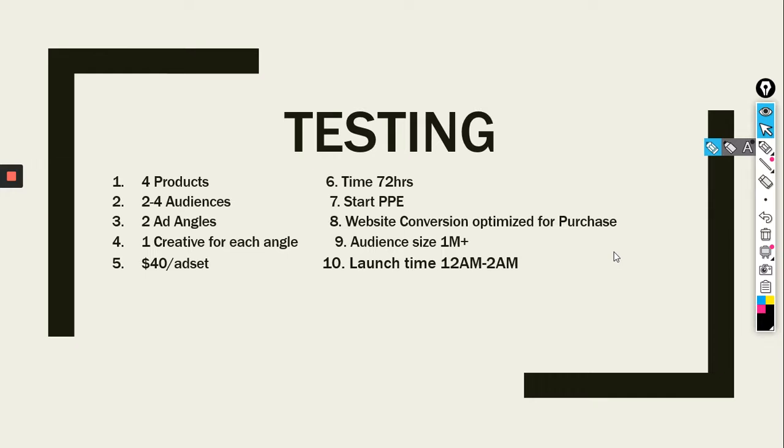You need to give your campaign at least 72 hours before you go and start messing with it. You need to allow Facebook to optimize for your objective, and that takes about 72 hours. So wait for 72 hours. Don't worry about going, checking, or anything like that. Leave it alone.